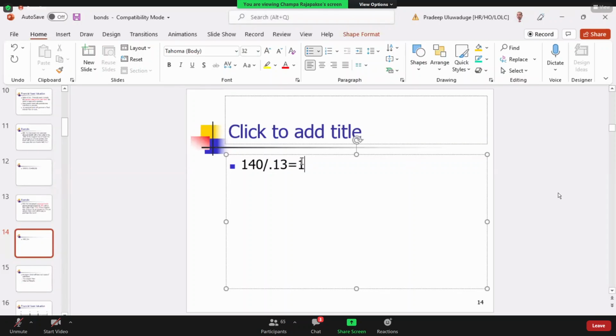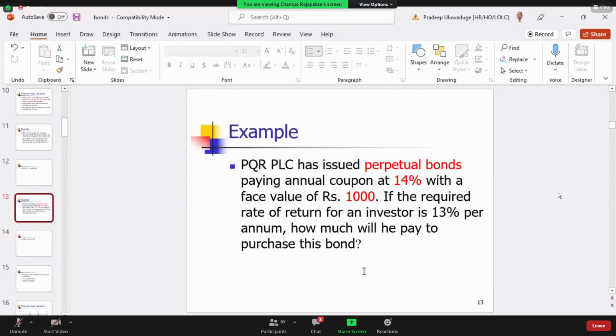So thank you for providing the answer. 1076 and 92 cents. Okay. So this is the value of the bond. If you are purchasing this perpetual bond today, this is the maximum you should agree to pay. Right? This is the maximum you should agree to pay.